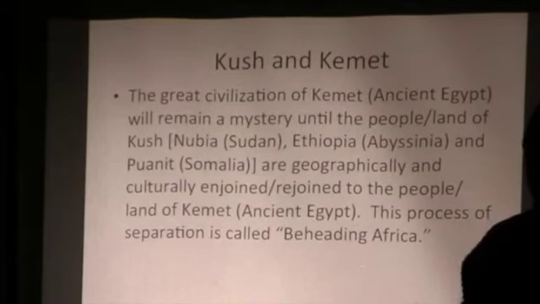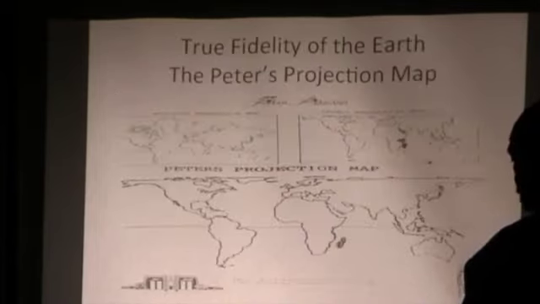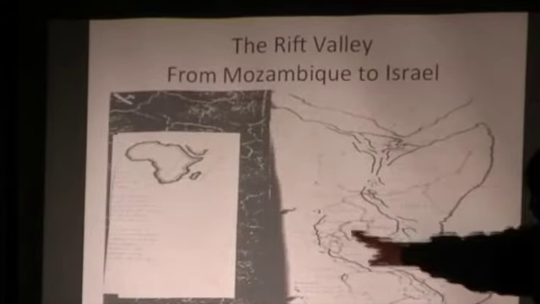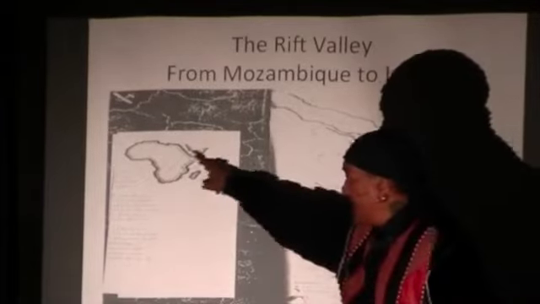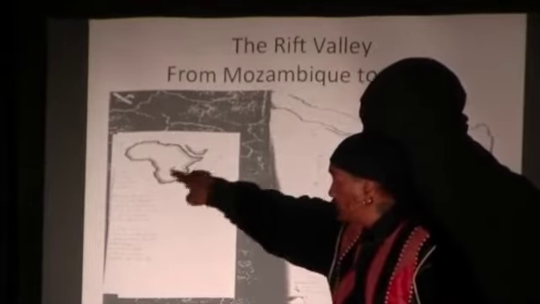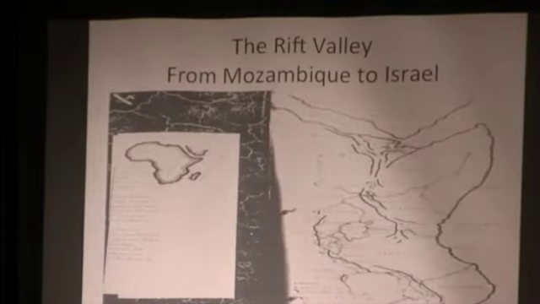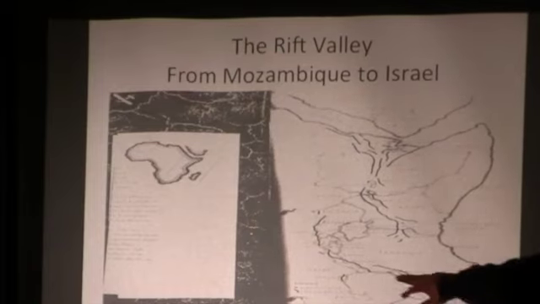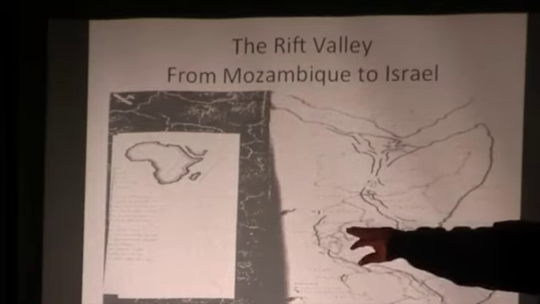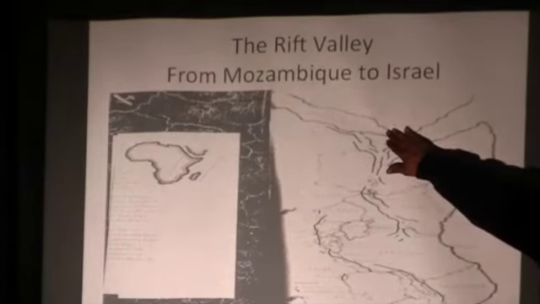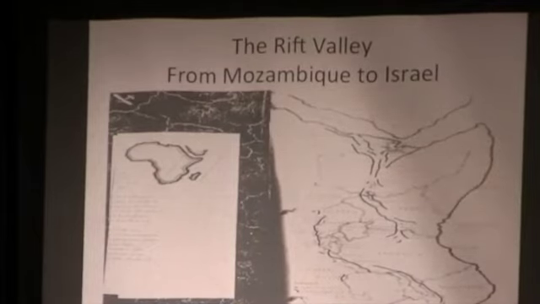When we deal with Kush and Kemet, you're dealing with this section of Africa here. Right there. It's called the Rift Valley, R-I-F-T Valley. It starts in Mozambique, comes up through Tanzania, Kenya, Uganda, Sudan, goes into the Red Sea, and into what we today call Israel.